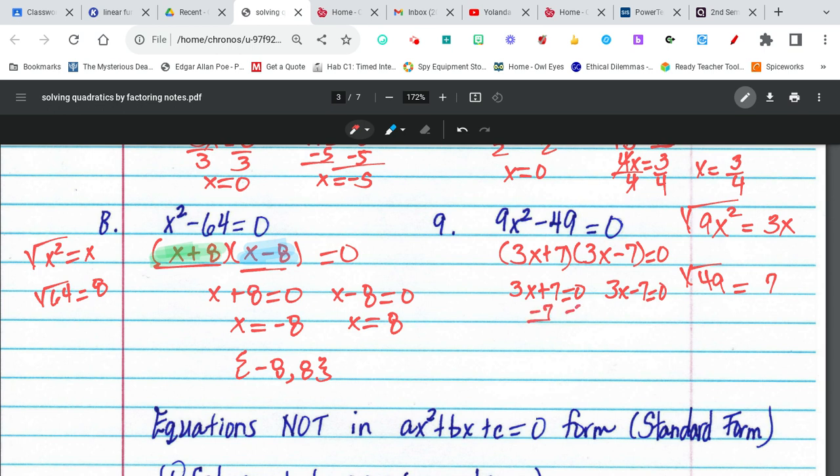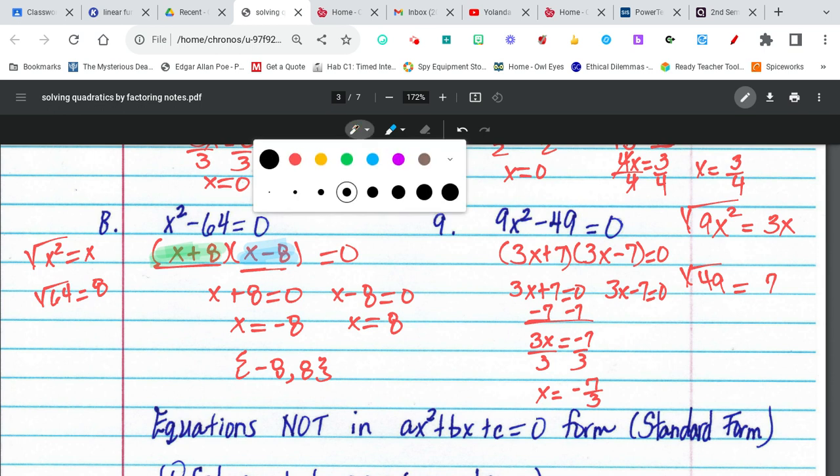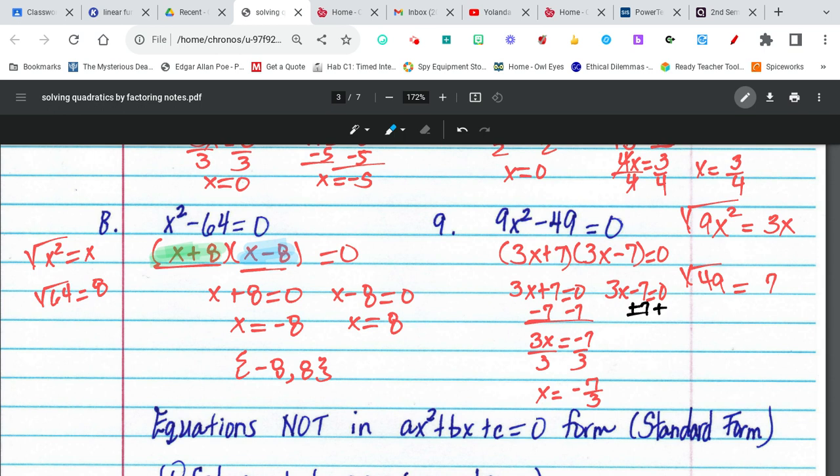If I solve this two-step, I end up with 3x equals negative 7. Divide both sides by 3, and x is equal to negative 7/3. Here, if I add 7 to both sides to solve this particular equation, I end up with 3x equal to positive 7. Divide both sides by 3, and x is equal to positive 7/3.